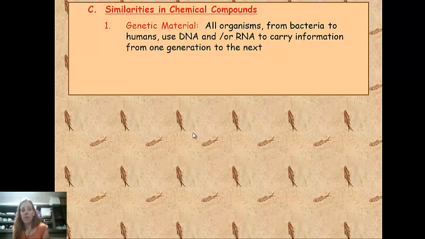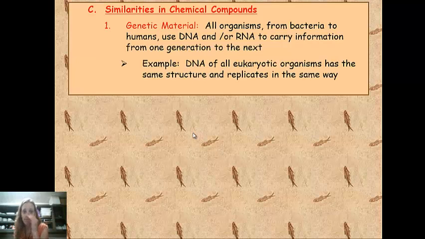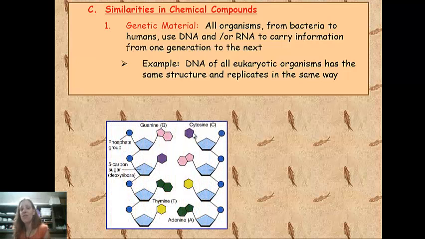DNA is the molecule that actually contains our genes. It's like the recipe that's telling our cells how to make a body. What the RNA does is it translates the DNA into a language that the cells can understand. Well, when we look at the DNA of eukaryotic organisms, eukaryotes are organisms that have multiple cells. Prokaryotes are organisms that have only one cell. So we are eukaryotic organisms because we are multicellular. So the DNA of all eukaryotic organisms has the same structure and replicates in the same way, which is fascinating.